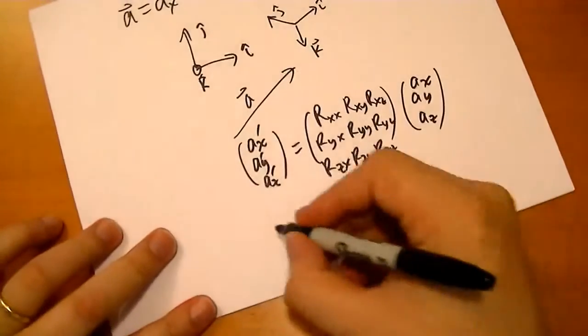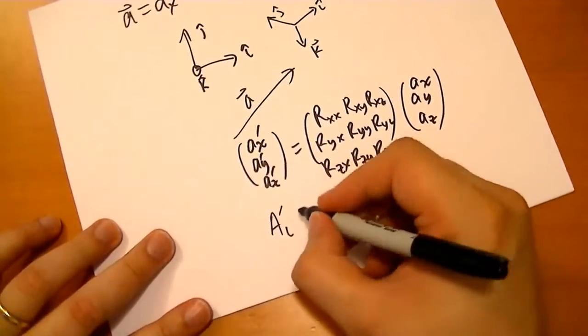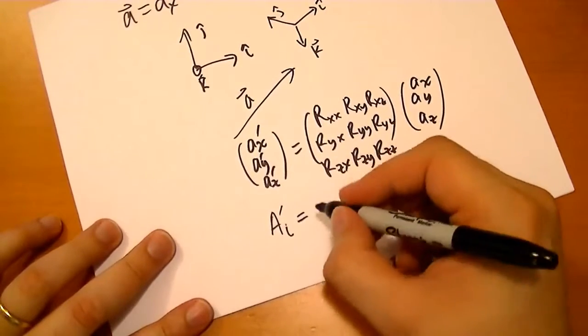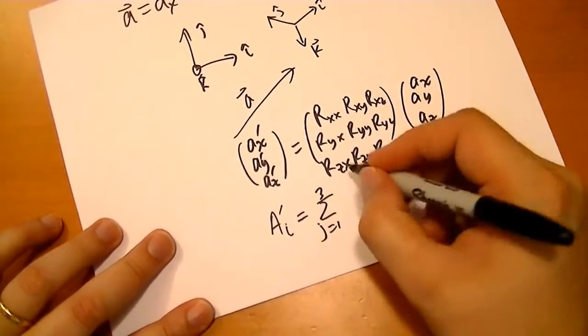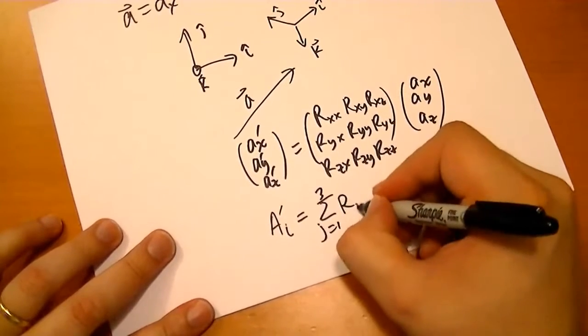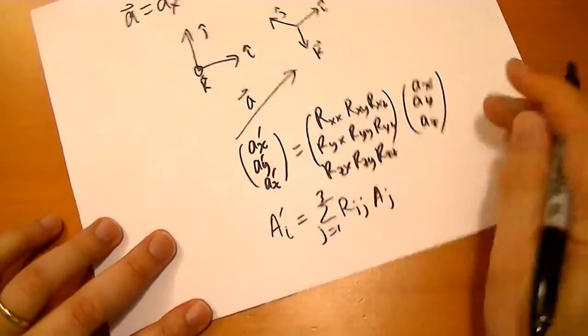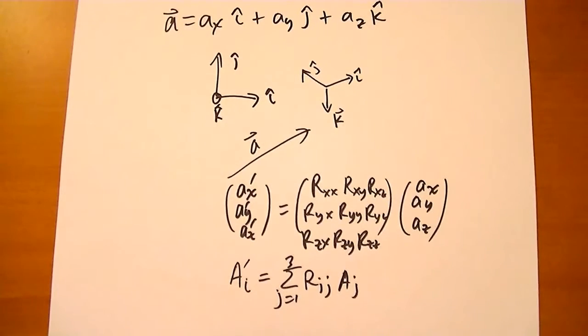And as a shorthand, you have, I use capital letters. Oh well. So the ith component of the new component system is equal to the sum from j equals 1 to 3 of the ij component of the rotation matrix times the j component of the original axes. So that's just basically how you do matrix multiplication.